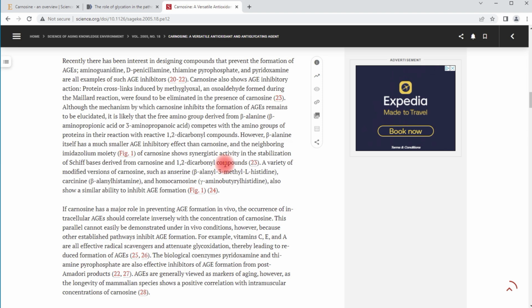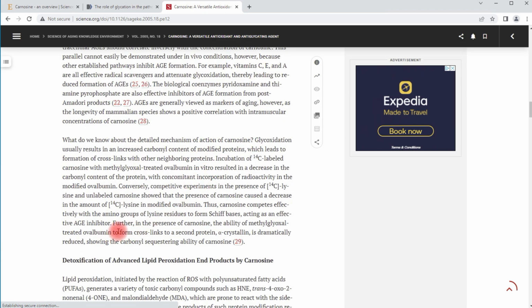So even though the amino group of carnosine can react with the carbonyl group of reducing sugars, it is believed that the imidazole ring from the histidine part of carnosine could stabilize the Schiff bases and prevent them from degrading further. And going to this part, it says, thus carnosine competes effectively with the amino groups of lysine residues to form Schiff bases, acting as an effective AGE inhibitor.